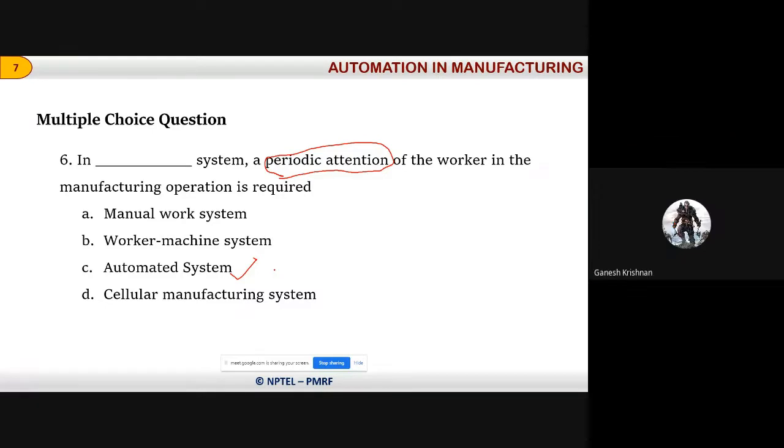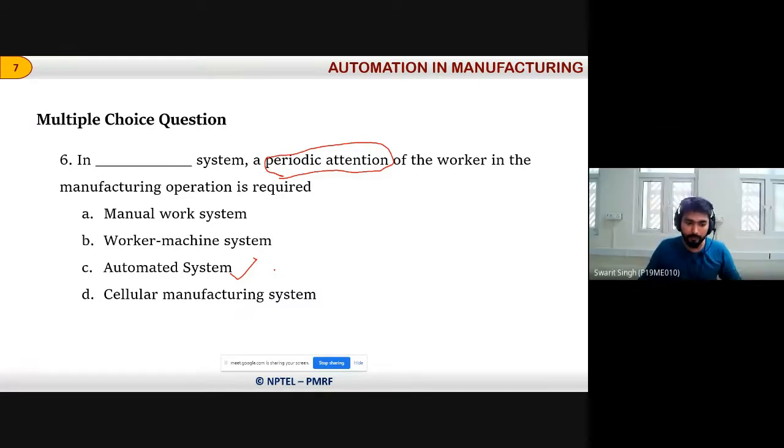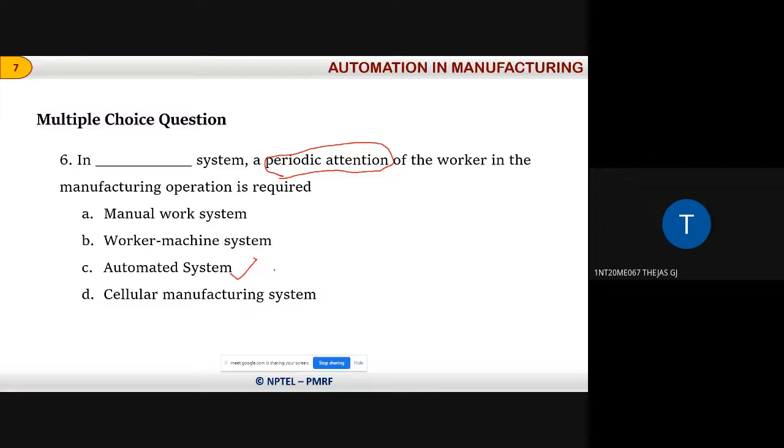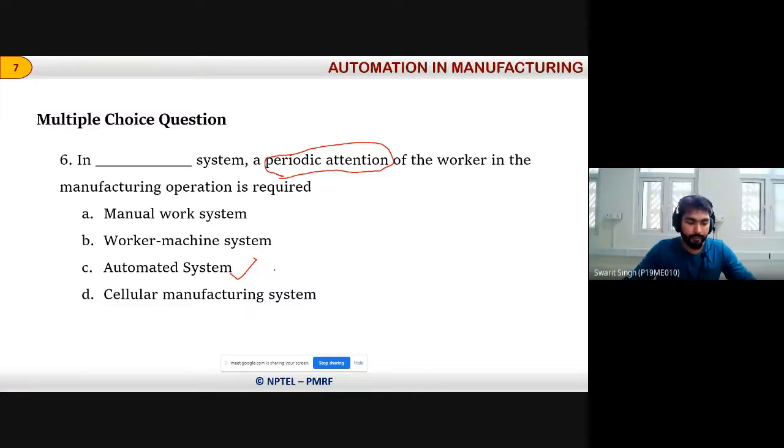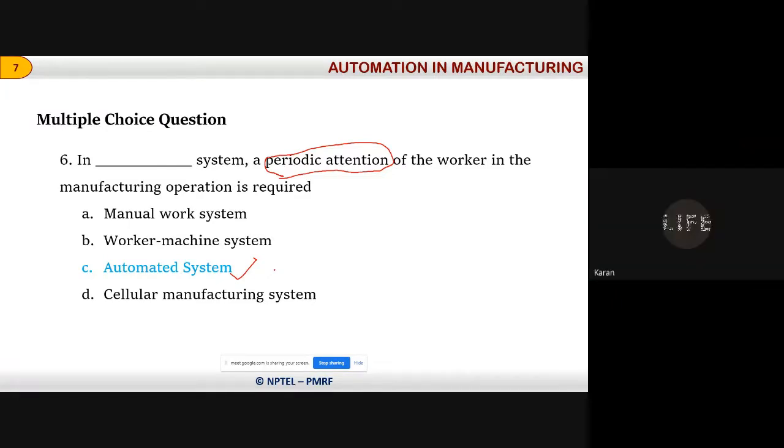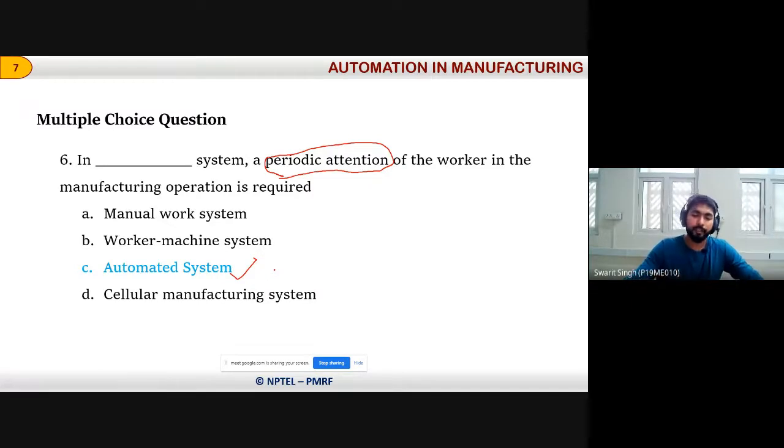Injection molding machine. CNC. Okay, CNC is a very common and very nice example. In CNC, we just need to input the CNC code, the CNC program, and then it performs the task. We just put the workpiece there, and it selects the tools and everything, and performs the operation that we want.